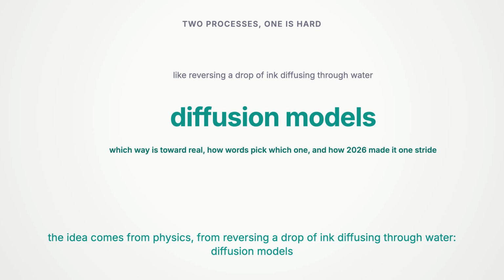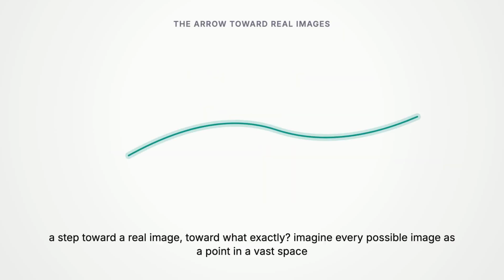That is the skeleton. The rest of this episode is muscle on the bones: which way is toward a real image, how your words pick which one, and how 2026 made the whole walk take almost a single stride. So pin down the thing we keep waving at. A step toward a real image. Toward what exactly? Here is the picture to hold.